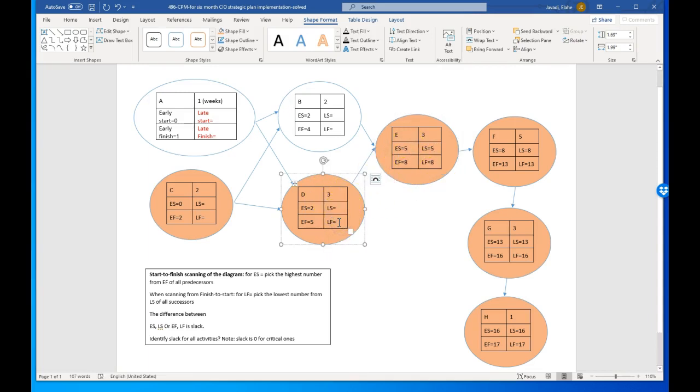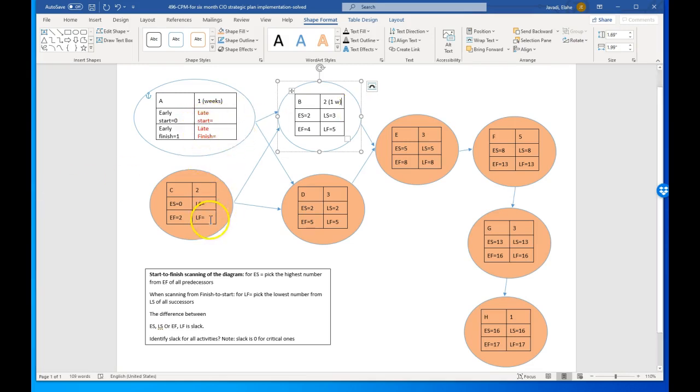Here we look at the late finish of this one. Late finish of this one becomes the latest start of this, which is 5. 5 minus 3 is 2. Look at this one: late finish of this one is the latest this one can start, so it's 5. And 5 minus 2 is 3. This is the first time early finish and late finish are different, and the difference is slack. So you have 1 week of slack here.